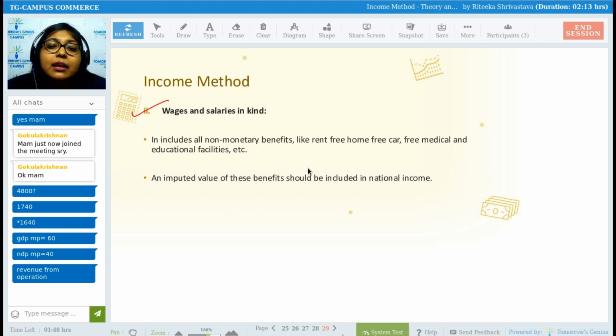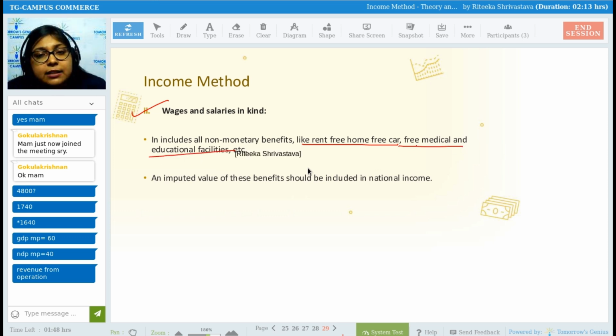Now what is kind? Kind can be in the form of a rent-free home, a free car, free medical, education facilities. Say suppose you all are my employees, I am your employer, and you are providing services to me. In return I tell you, okay Mridula, you can take this car and use it for official purposes. You don't have to pay anything. I will be paying for the petrol or CNG or whatever it is. Here I gave you wages and salaries in kind. This means we are giving you in kind and not in cash.